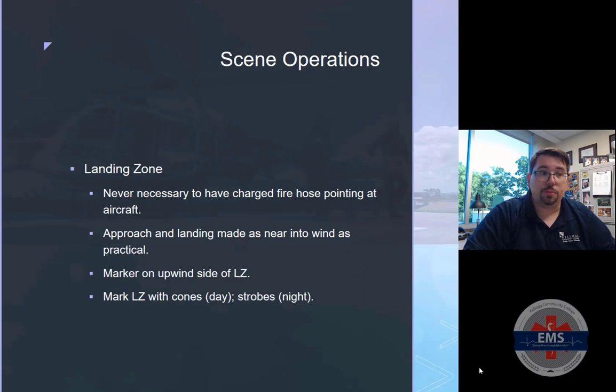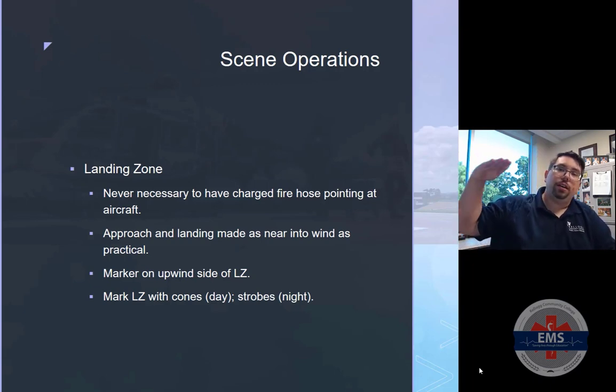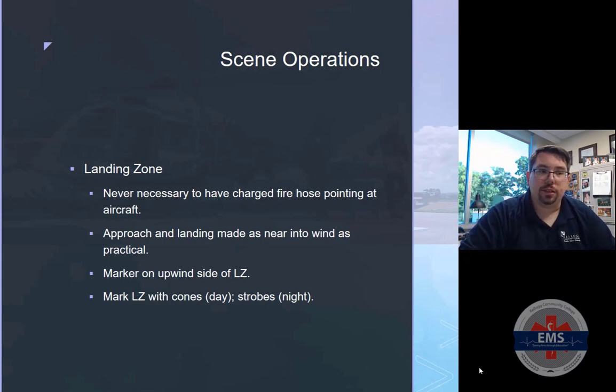Some services still do, but most don't. So the approach and landing zone should be made typically where they're going to be as near into the wind as possible or practical. There should be markers on the upwind side of the LZ. Typically they're going to fly into the wind and then come land down. That's how they'll be able to do that.